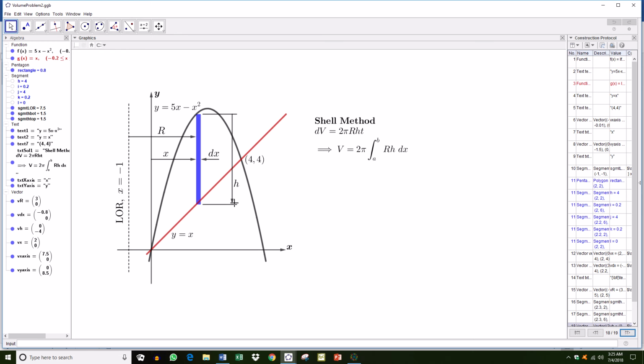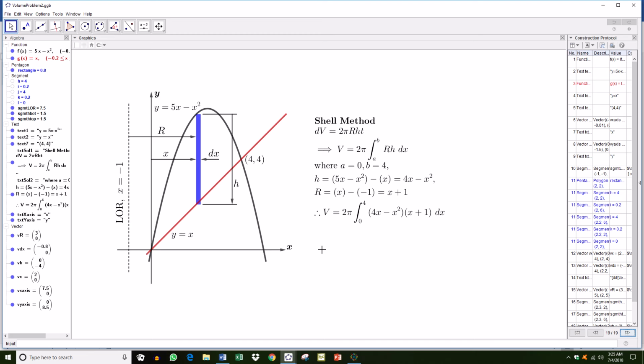Okay, I think we are ready with all the calculations. a is 0, b is 4. h, let's figure out h. h is the y value there, which is 5x − x², minus the y value here, which is x. As simple as that. As for the r, we are measuring horizontally, right? So that means we need to figure out what the x value at this right side point is minus the x value at the left point.